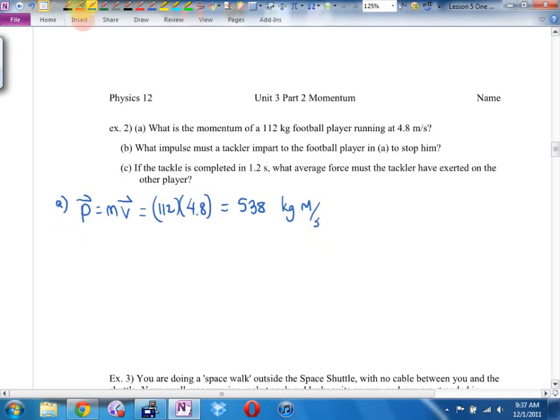B. What impulse? Impulse is another word for what? Change in momentum. Okay. What change in momentum must a tackler impart to the football player in A to stop him? We don't need to do any calculations here. You know what the answer is? Why negative? Because it better be in the opposite direction. Yeah? If you tackle him from behind and push him forwards, you're increasing his momentum. That's why in football games, when there's a short yardage pileup, you may see a player pushing the running back from behind, even though it's technically illegal. They all do it. Right?